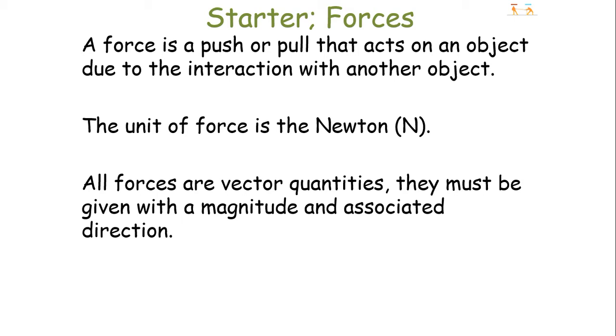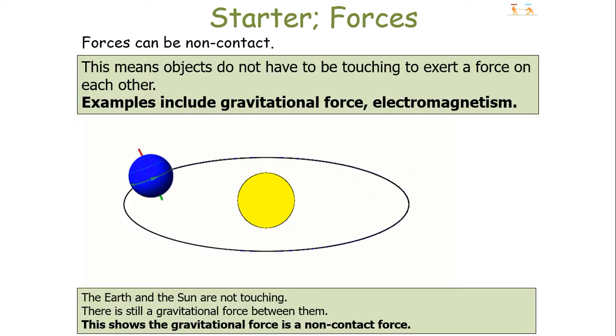But the key word here is interaction, because forces can have a non-contact interaction. This means the objects do not have to be touching to exert a force on each other. Examples of this include the gravitational force and the electromagnetic force. For example, the Earth and the Sun are not touching, yet there is still a gravitational force between them. This shows the gravitational force is non-contact.